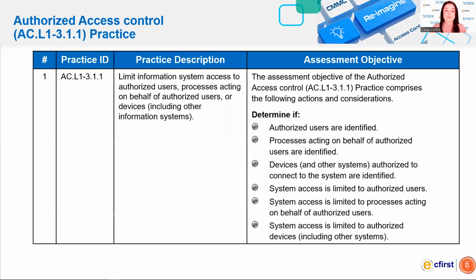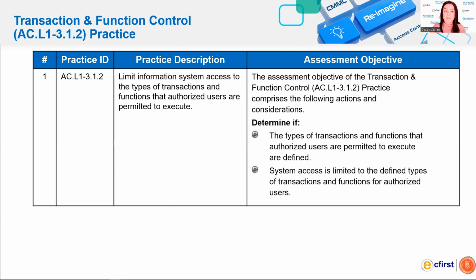So our practices. First, we have authorized access control: limit information system access to authorized users, processes acting on behalf of authorized users or devices. So you want to identify the authorized users, the processes acting on behalf of those users, and system access is limited, and you want to make sure that they are actually limiting that access. So system access is limited to authorized users, and so on.